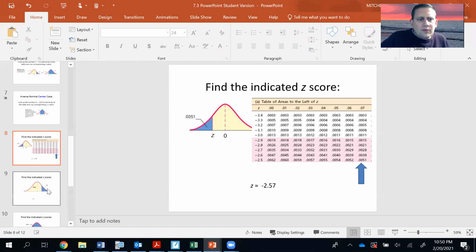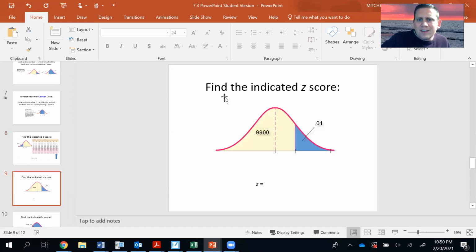So again, this one was done for us. Now we're going to take a look at this. Find the indicated z-score. They're probably going to say you want to be in the upper 1%. So really what we need to think of is what's the lower percent. If you're in the upper 1%, what's the lower percent?